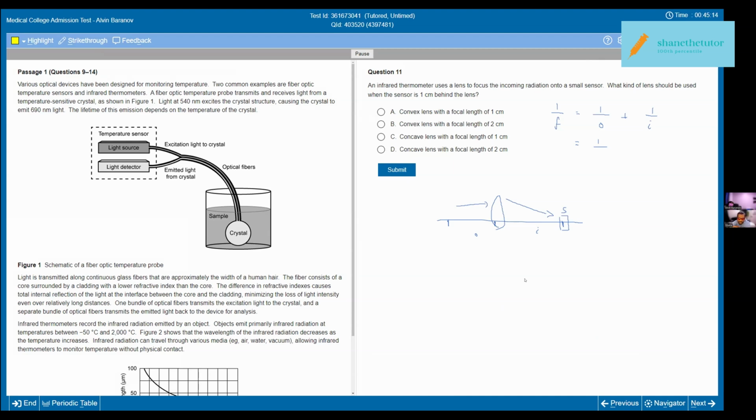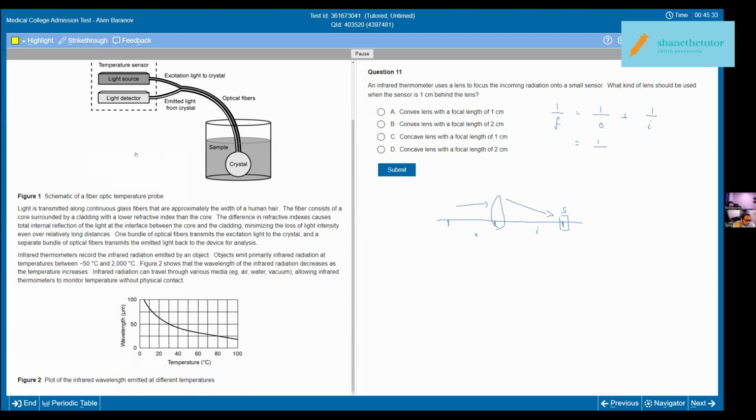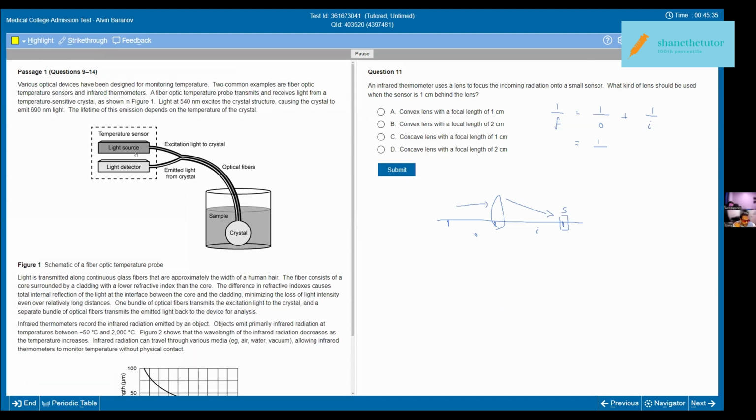I guess what you're saying is that if the object is at the focal length, you're going to get no image, and that's true. But it doesn't seem like we have information about where the object could be placed. But I believe the location of the sensor is where the image should focus. So the image distance should be the 1 centimeter value.